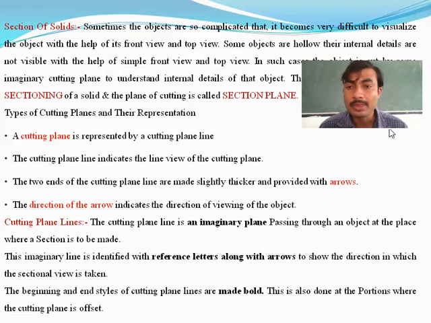Cutting plane lines: whatever cutting plane lines you see, the starting and ending must be dark. The rest, the middle part of the line, must be thin. The starting and ending part of the cutting plane must be dark. The middle part is thin. That belongs to the chain thin category.